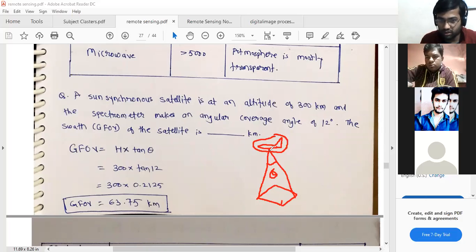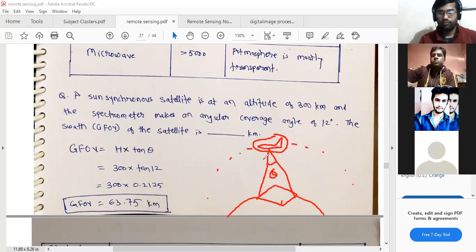Let's say this is your geostationary orbit, and this is your Earth. Clear? Instead of the aircraft, just consider your geostationary satellite. Then this angle will be your GFOV. It is given as 12 degrees.